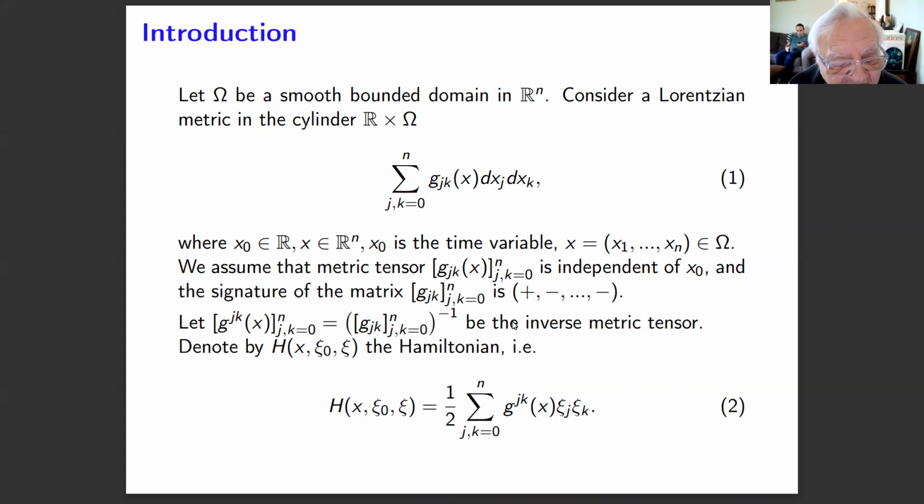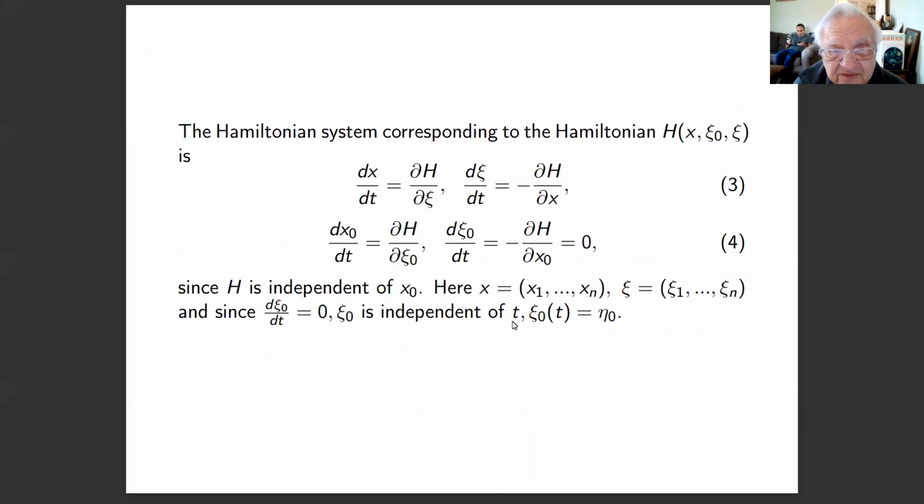Denote by g upper jk the inverse metric tensor, and denote by H the Hamiltonian. So H is the summation of 1/2 g^jk xi_j xi_k, it's formula 2. The Hamiltonian system corresponding to this Hamiltonian is given by formulas 3 and 4.